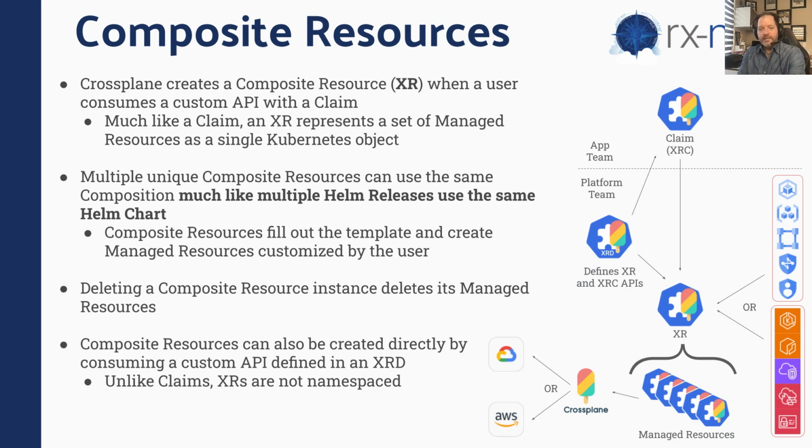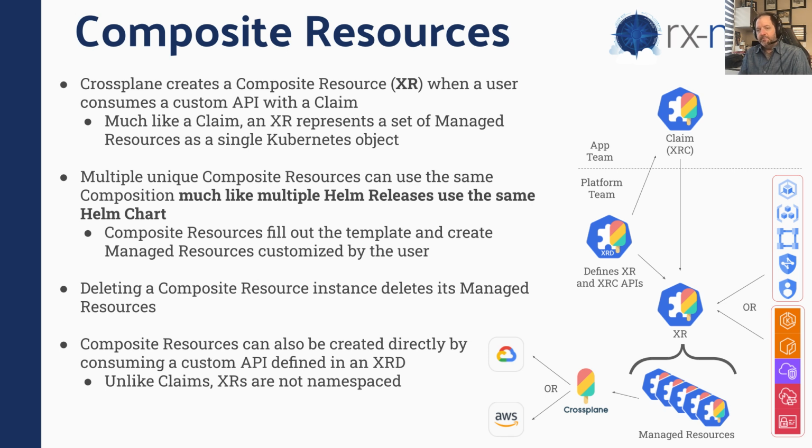Now, one last piece of the puzzle includes what's called composite resources. Whenever a user creates a claim, that will create a composite resource. Much like a claim, a composite resource represents a set of managed resources as a single Kubernetes object. And so this is, again, to draw that parallel, much like multiple Helm releases use the same Helm chart. Multiple unique composite resources can use the same composition. And so the composite resources fill out the template, create the managed resources customized by the user in the backend cloud.